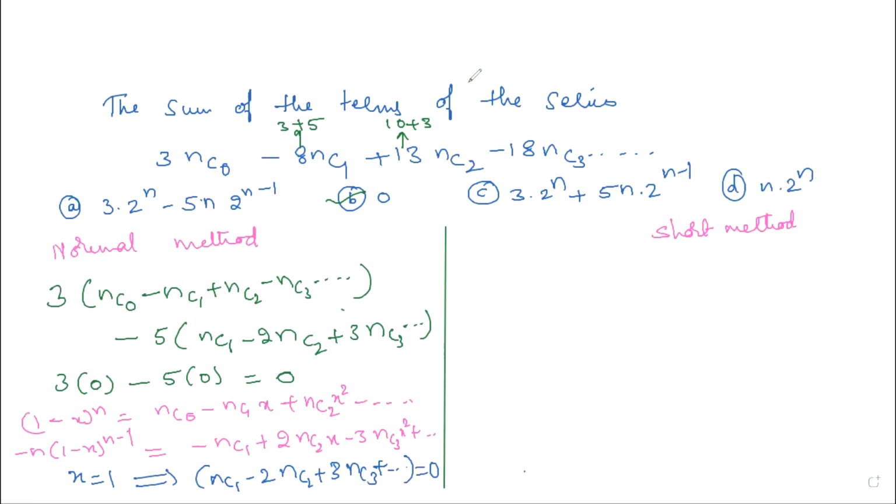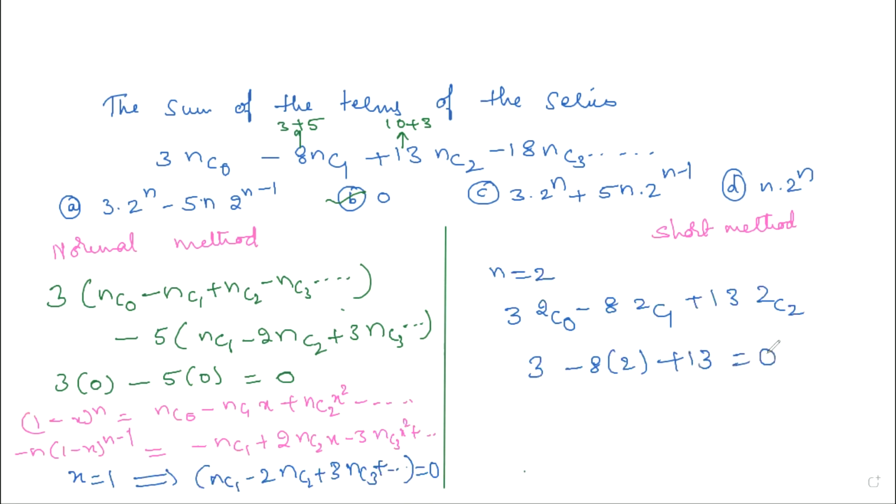So this is the normal way of segregating the terms with common coefficients, and then evaluating the required sum. Now let's see the short method. The short method is we can just plug in n as 2 here. When you plug in n as 2, the summation converts to 3 times 2C0 minus 8 times 2C1 plus 13 times 2C2. So when we plug in these values, we will have 3 minus 8 times 2 plus 13. Overall, the summation comes out as 0.